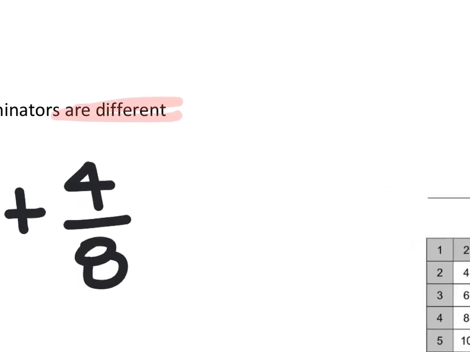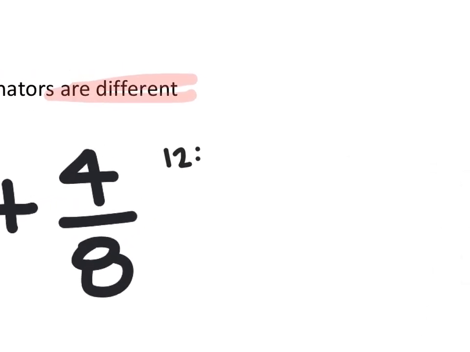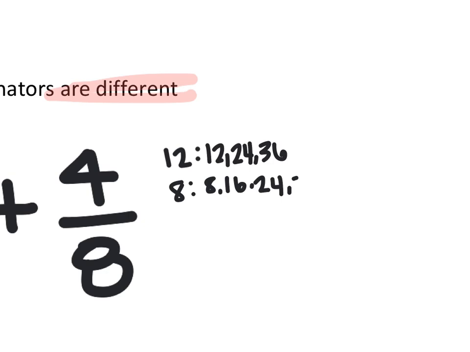So you take the 12 and you think, what are the numbers that I can multiply to get 12? I did provide a multiplication table here to help you. I'm going to go ahead and write them out. So it's 12, 24, 36. I'll stop there for now. And then my other denominator was 8. That's 8, 16, 24, 32. Oh wait, look. We already found a common denominator. They both have a 24.